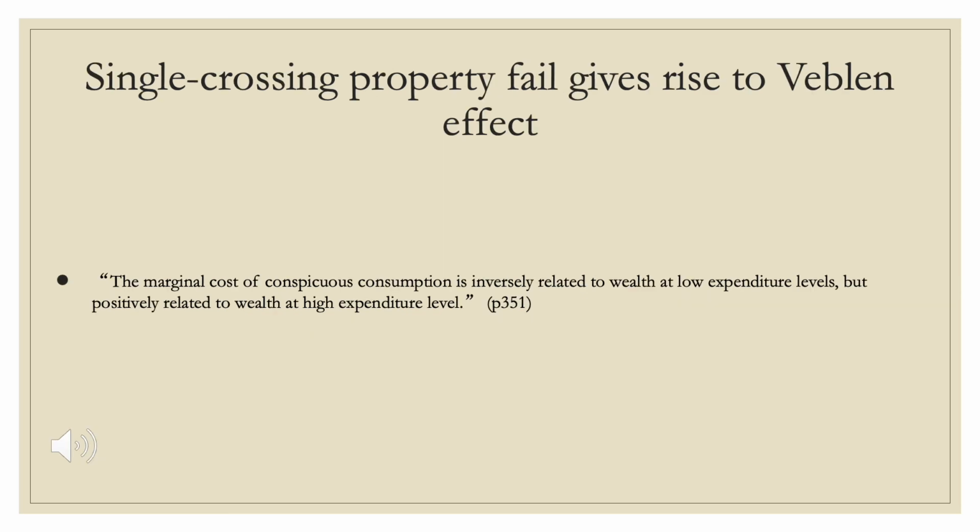Also, from the article, we can see there is a model showing that when the single crossing property fails, the Veblen effect can exist. In the article, they demonstrate the tangency property is satisfied in the presence of bankruptcy constraints. That's because the marginal cost of conspicuous consumption is inversely related to wealth at low expenditure levels, but positively related to wealth at high expenditure levels.